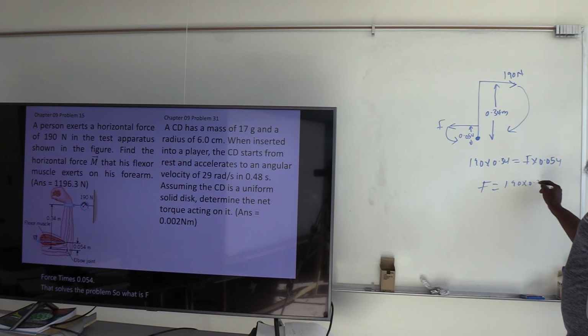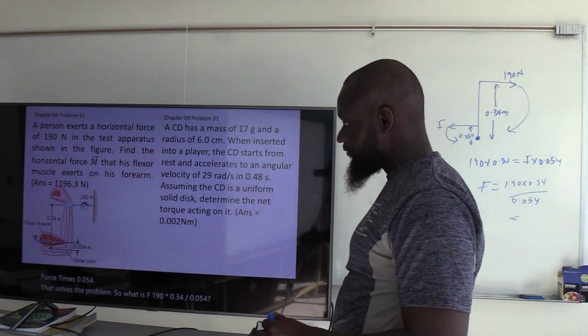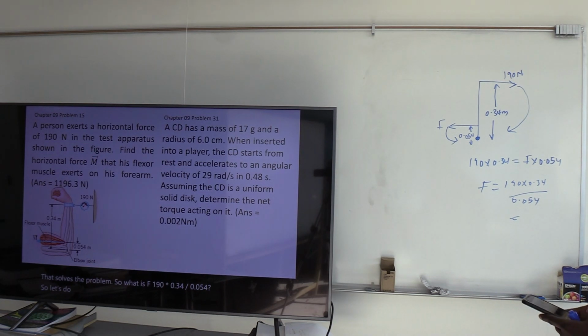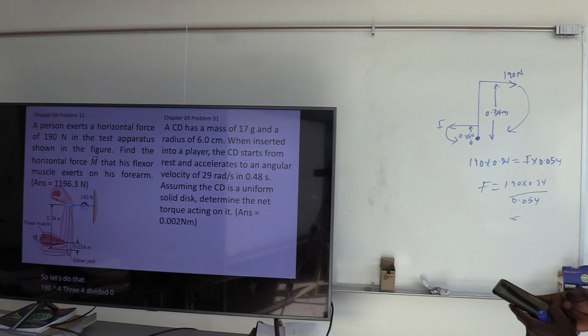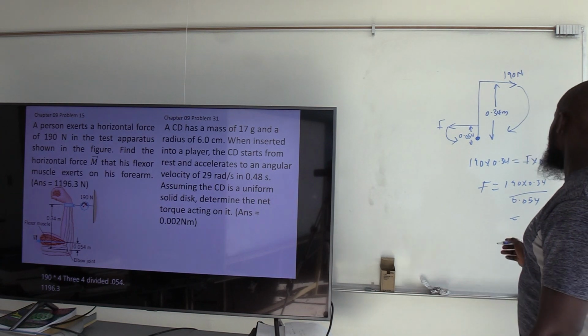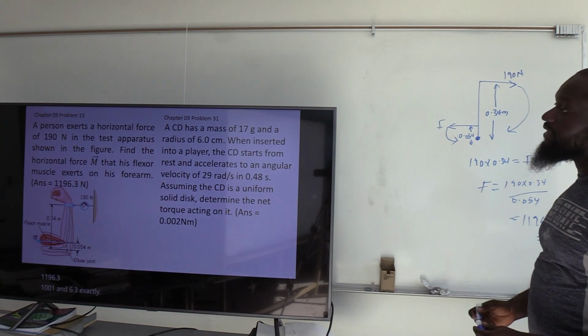190 times 0.34 divided by 0.054. Okay, so let's do that. 190 times 0.34 divided by 0.054 is 1196.3, exactly. That becomes the answer for that problem.